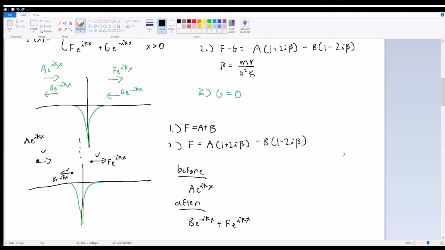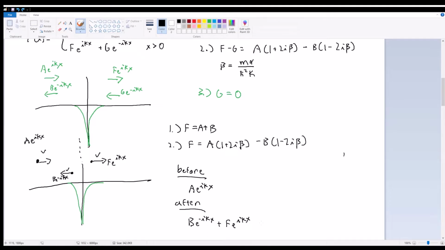And remember, wave functions are probabilities. So this is going to be normalized. The particle has a 100% probability of moving towards the well before. Afterwards, it has a probability B of getting reflected or a probability F of making it through. These coefficients modulate the probability of the particle making it through the well or getting reflected back, where B modulates how likely it is for the particle to get reflected, and F modulates how likely it is for the particle to make it through the well.